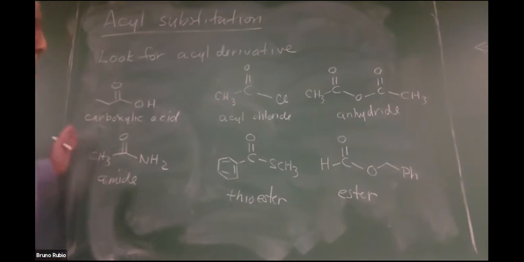Okay, so, wow, that's a lot of stuff, right? That's millions and millions of compounds. Acyl substitution is something that can happen to anhydrides, acyl halides, esters, thioesters, amides, lots of stuff. This is a gigantic family of reactions. But the unifying theme is you're looking for a carbonyl carbon that is bonded to something that is not carbon and not hydrogen. So these are the kinds of molecules that can do this acyl substitution reaction.